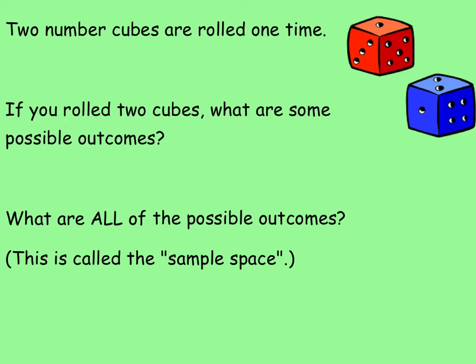Okay, now let's do something new. Let's say that 2 number cubes are rolled one time. If you rolled 2 number cubes, what are some possible outcomes? You could roll maybe a 4 and a 6, or you could roll a 1 and a 2, or maybe 3 and 3, or 6 and 4. What are all of the possible outcomes? This is called the sample space.